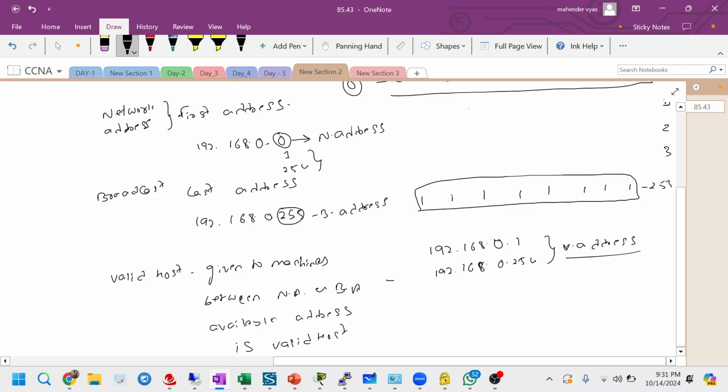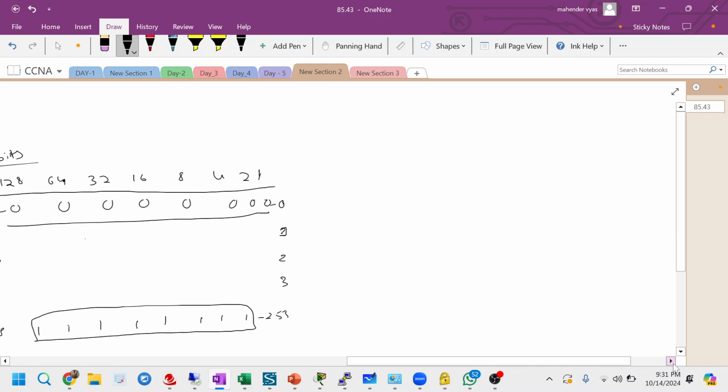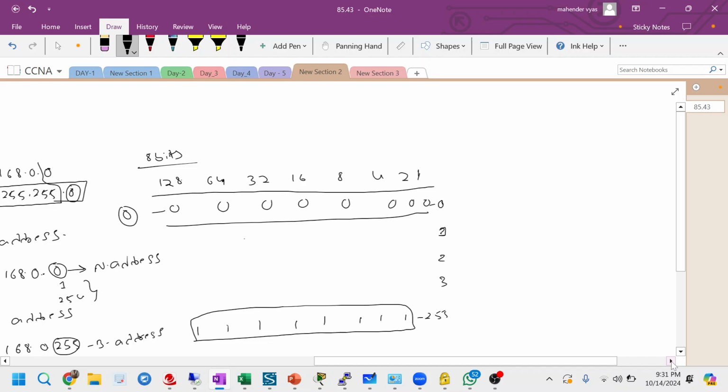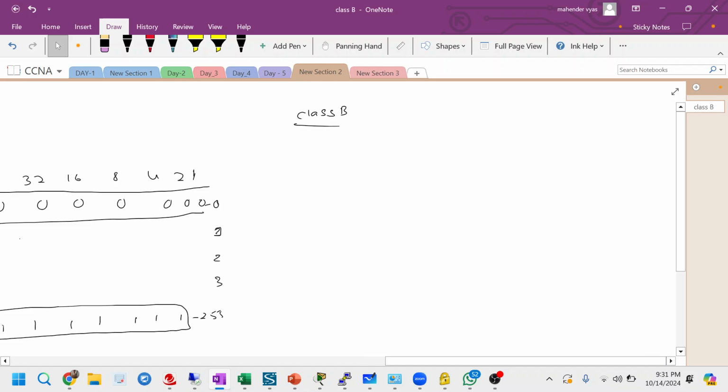Clear? How to find network address, broadcast address, and valid host? Now let us find for class C. We already found it. Class B we will find, then we'll go for our requirement. Let's see for class B now. We'll say for default addresses how much it would be.